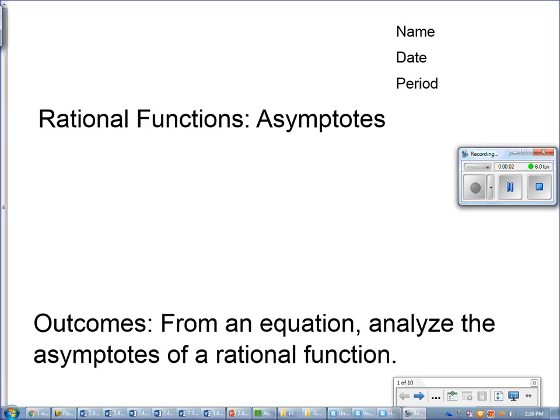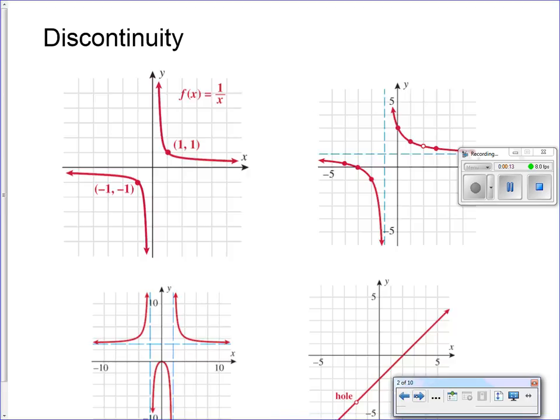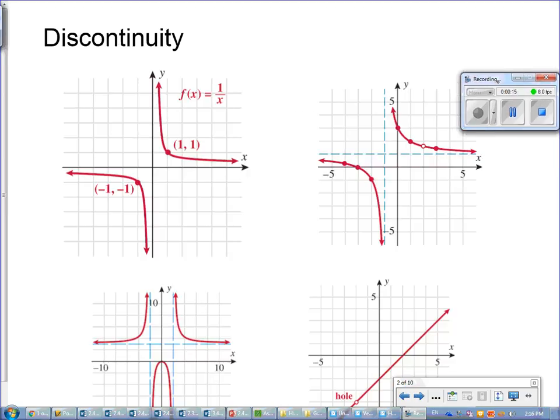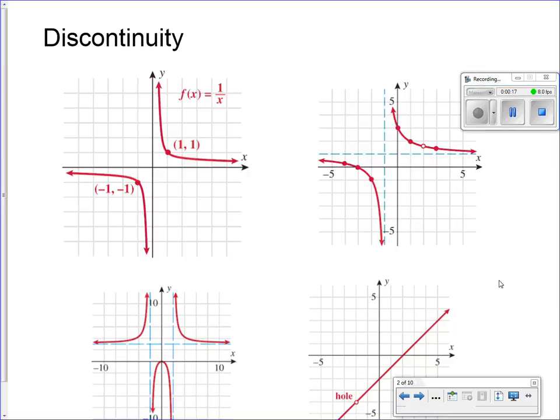The title of this note is Rational Functions Asymptotes, and the outcome is that from an equation, you're going to be able to analyze the asymptotes of a rational function. So take a look at these graphs of rational functions. There are a couple different kinds of asymptotes.